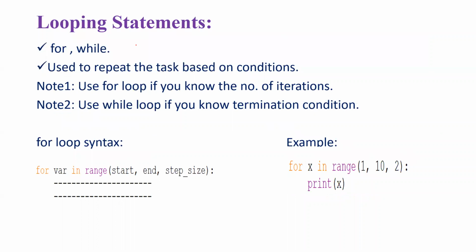Now look at the looping statements. Python supports two looping statements, for and while loop, and looping statements are used to repeat the task based on the conditions. See the example here. For variable in range, start, end and step size. This is the syntax for loop.